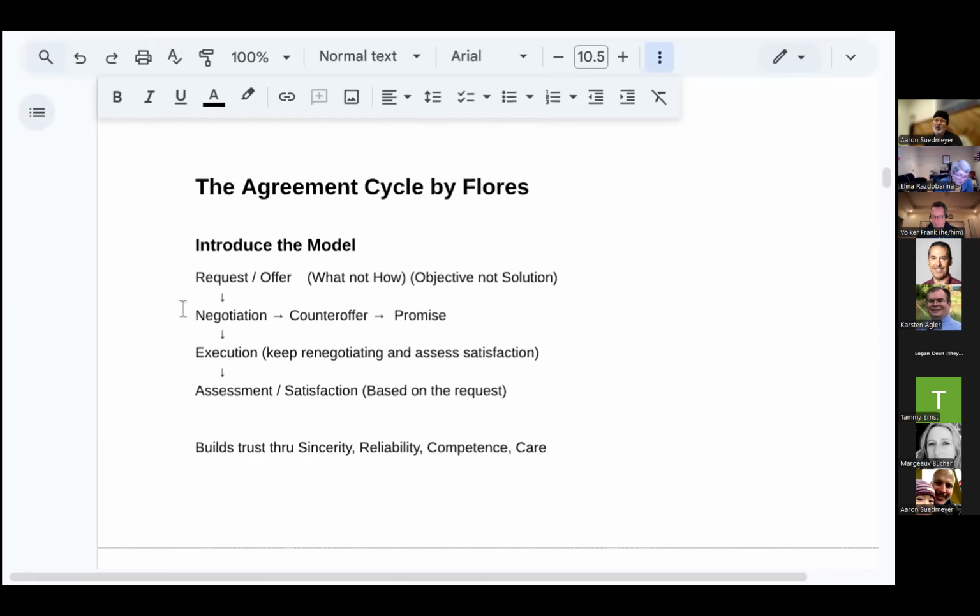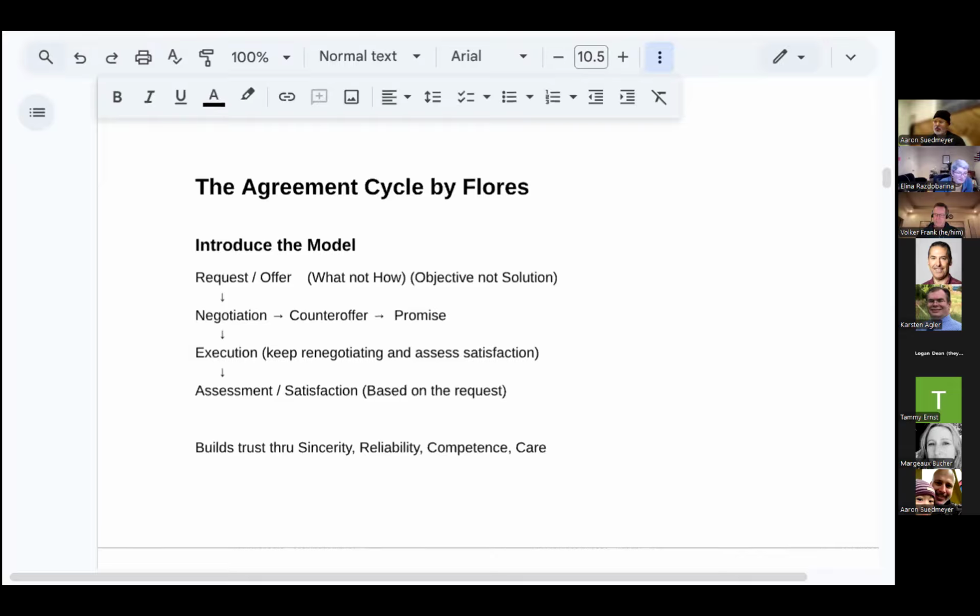So you get your request or offer, and then you get to negotiate, and that could be about when you can get it done by, or if the objective is too big, say communicate to 100 people, it's like, I can get to these 5 people. You do counter offers back and forth, or scope it out, and then it ends with some sort of promise or commitment. Then there's an execution phase, and this is important. You keep renegotiating and assessing satisfaction as you go. We see this a lot in Agile, Scrum. You make a commitment, you meet the commitment, you assess it.